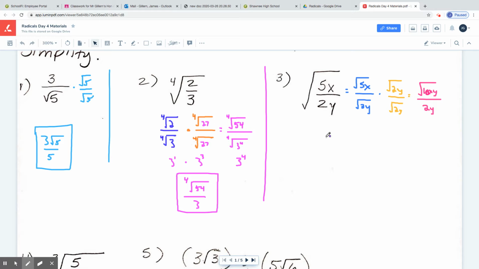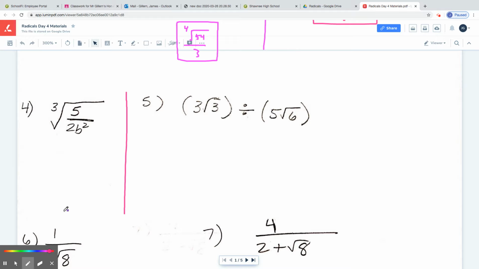So let me write this a little better here. The final answer is the square root of 10xy all over 2y. You cannot reduce the 10 and the 2. The 10 is in the radical, the 2 is outside the radical. These y's can't cancel. You can only cancel if it was multiplication outside and outside, inside and inside. So there is number 3.